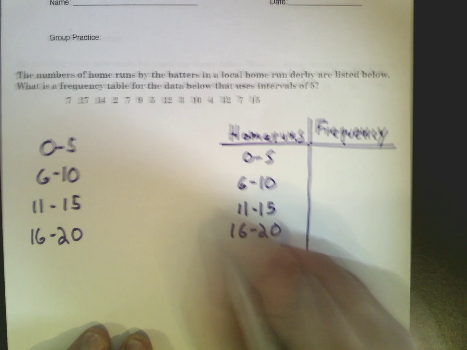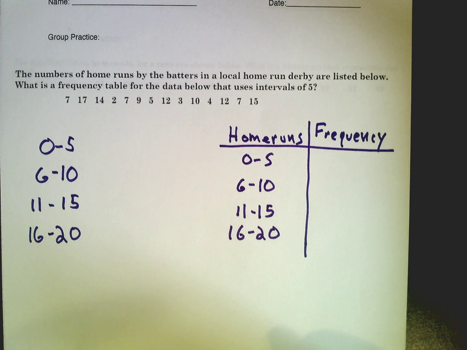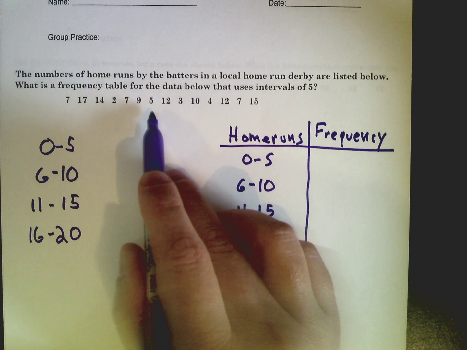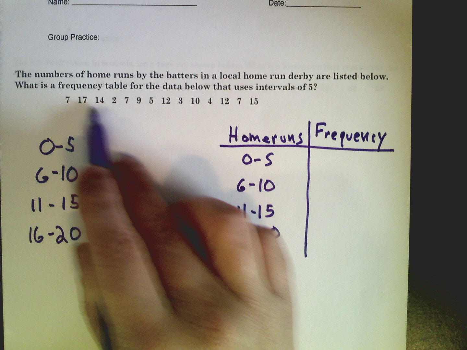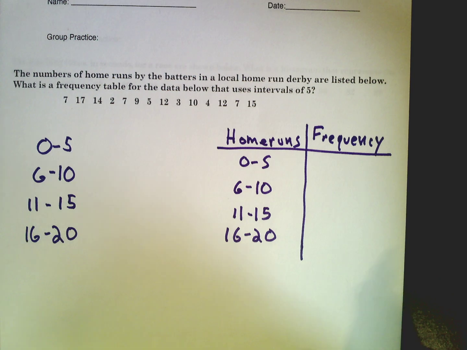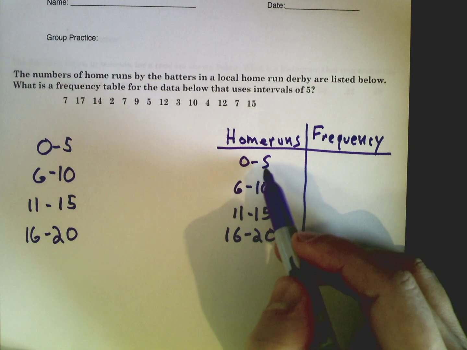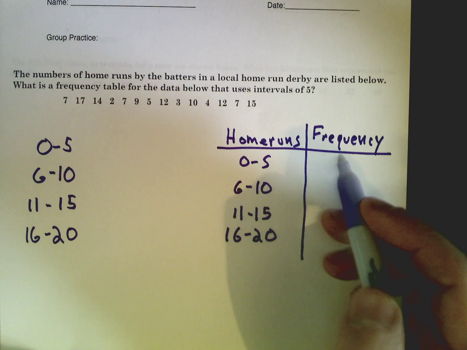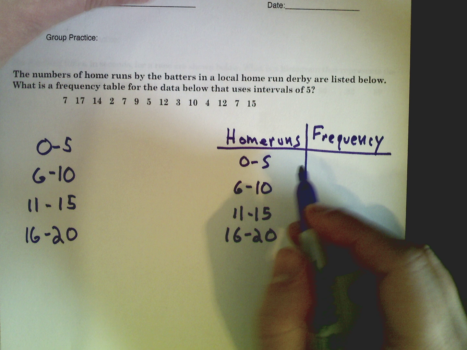Now, you don't have to do it by 5s. You can do it by 10s. Do it by what's reasonable. I won't go up to 100. Why? Because my data only goes up to, the highest number I have here is 17. So I figure here everything gets caught up in there. I get all the information. I have some numbers less than 5.